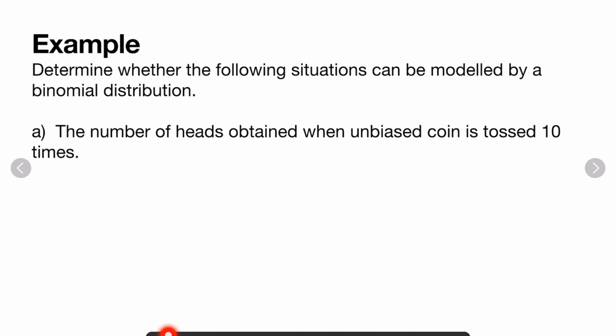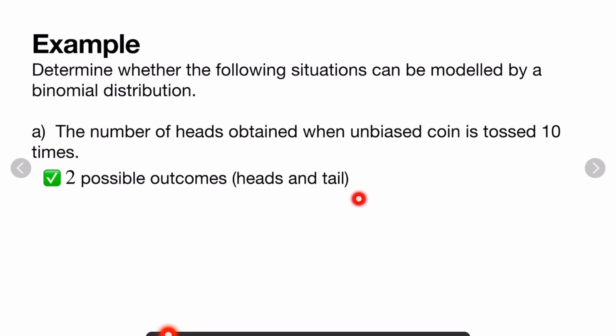Alright, now let's determine whether the following situation can be modeled by a binomial distribution. The number of heads obtained when an unbiased coin is tossed 10 times. Let's check one by one. Kita check dia punya characteristics tu setiap satu. Ada two possible outcomes? Yes, of course. You toss coins, you akan dapat apa? Heads or tail, kan? Akan dapat either one.